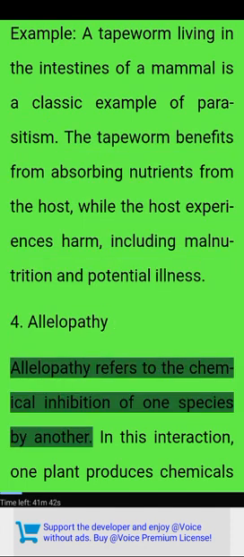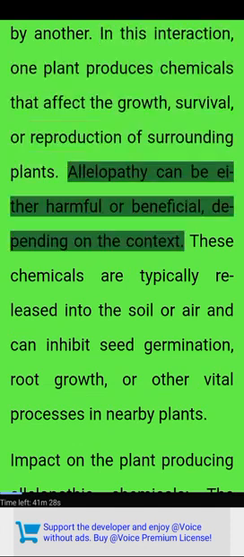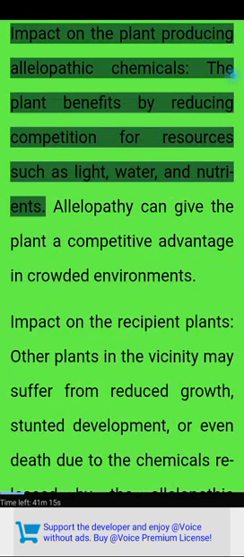4. Allelopathy. Allelopathy refers to the chemical inhibition of one species by another. In this interaction, one plant produces chemicals that affect the growth, survival, or reproduction of surrounding plants. Allelopathy can be either harmful or beneficial, depending on the context. These chemicals are typically released into the soil or air and can inhibit seed germination, root growth, or other vital processes in nearby plants.